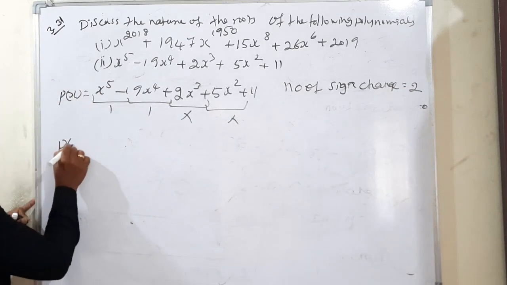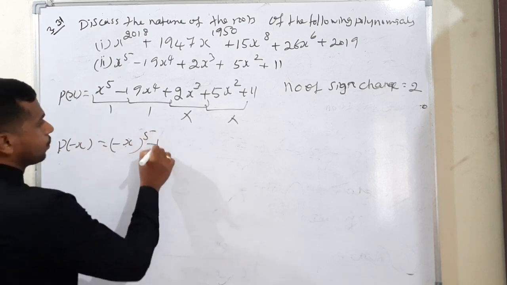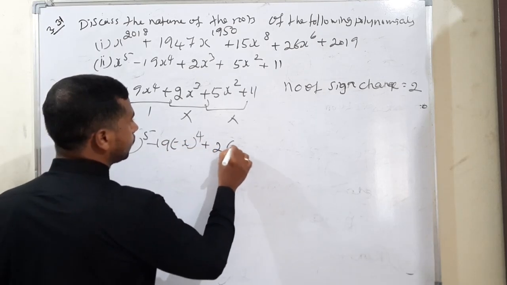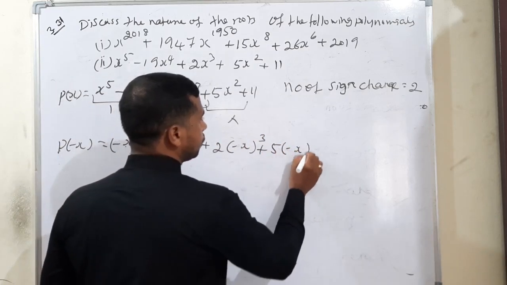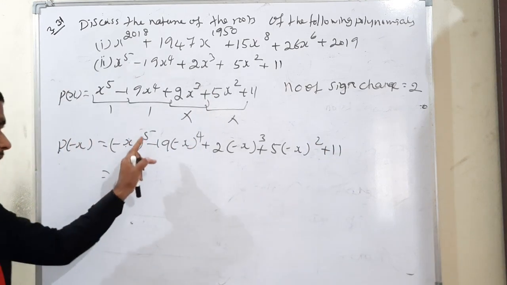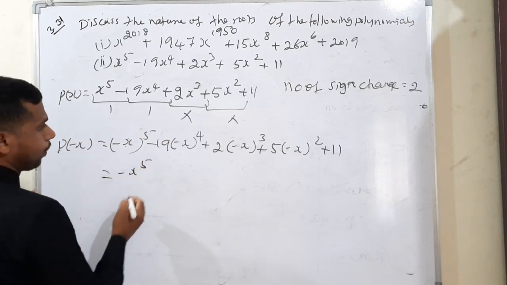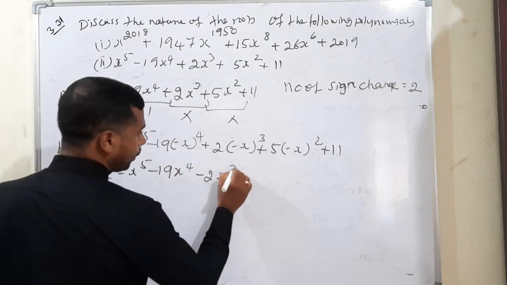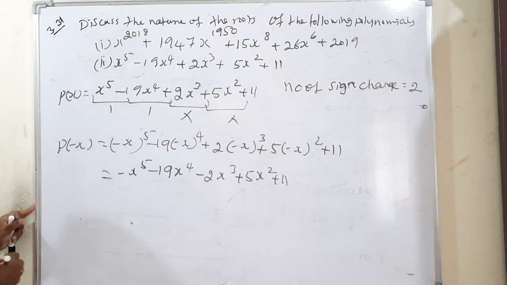Then p of minus x means what will happen? P of minus x means minus x the whole to the power 5, so minus 19 into minus x the whole to the power 4 plus 2 into minus x the whole to the power of cube plus 5 into minus x the whole square plus 11. Now, odd power means the negative sign repeats. We can write it as negative x to the power 5 minus 19x to the power 4, again minus 2x cube plus 5x square plus 11.